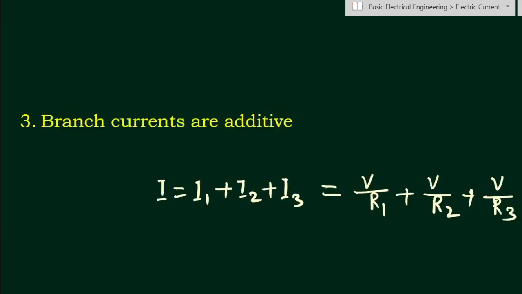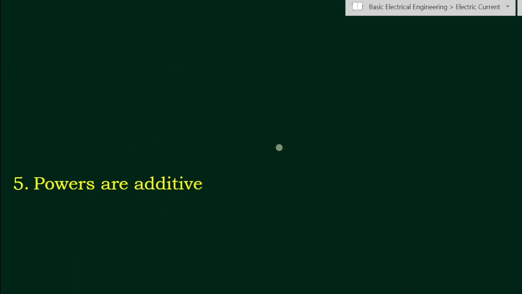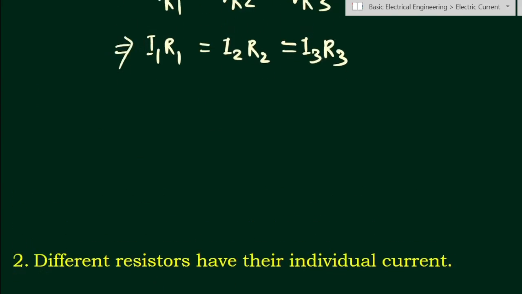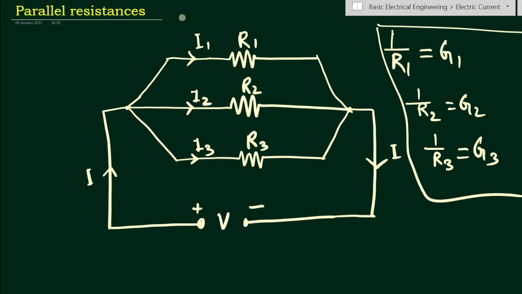Now let us go to our fifth property. In the fifth property, we have the powers are additive. So powers are additive means V into I is the total power. Power through the first branch will be the current square into R, so I1 square into R1. For the second branch, we'll have I2 square R2. And for the third branch, we'll have I3 square R3. Because power is equal to I square R. This is the formula we have to use.